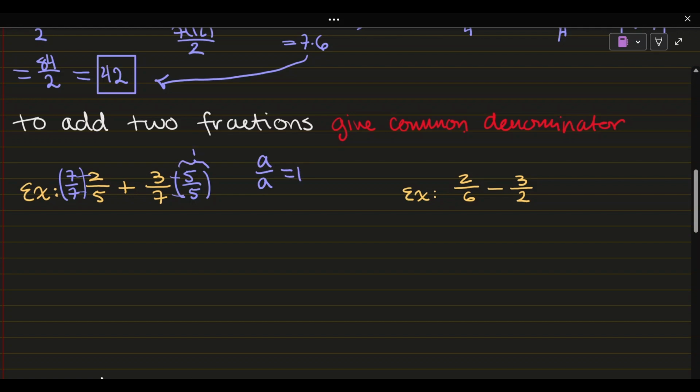5 over 5 is just 1. 7 over 7 is just 1. So I'm actually doing nothing, right? I'm just multiplying 1 to 2/3, which is just 2/3. So I'm not really doing anything, but this allows me to add my two fractions by doing what's called giving them a common denominator.